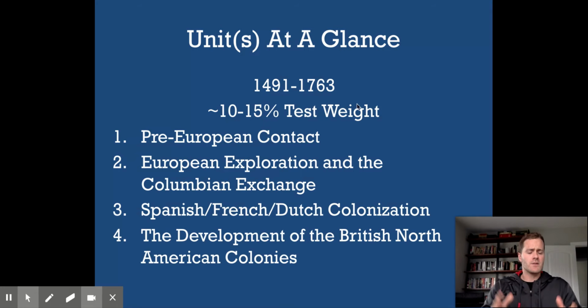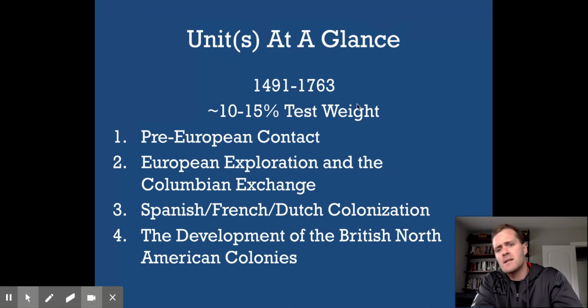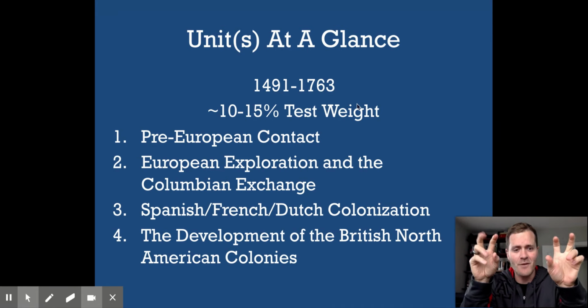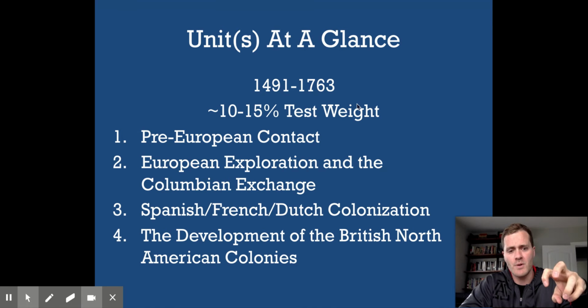I really broke it down into 4 things, this unit or units, because it's 2 today at a glance, which in a typical year would be about 10 to 15% of the test weight at the end of the year. We're really going to cover the years 1491, and we use that kind of as a placeholder for what the Americas look like before Columbus's discovery of the New World. 1491 all the way up to 1763, which is really the end of the French and Indian War and this end of colonial development absent of strict British control.